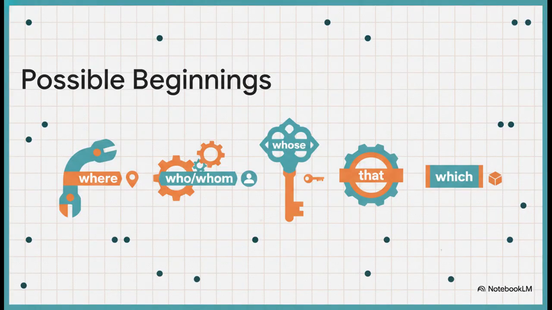Picking the correct connecting word is really the very first step to building a solid relative clause. You use where for places, who or whom for people, whose for possession across all nouns, that for all nouns in general, and which exclusively for things or entire clauses. Match the tool to the job.